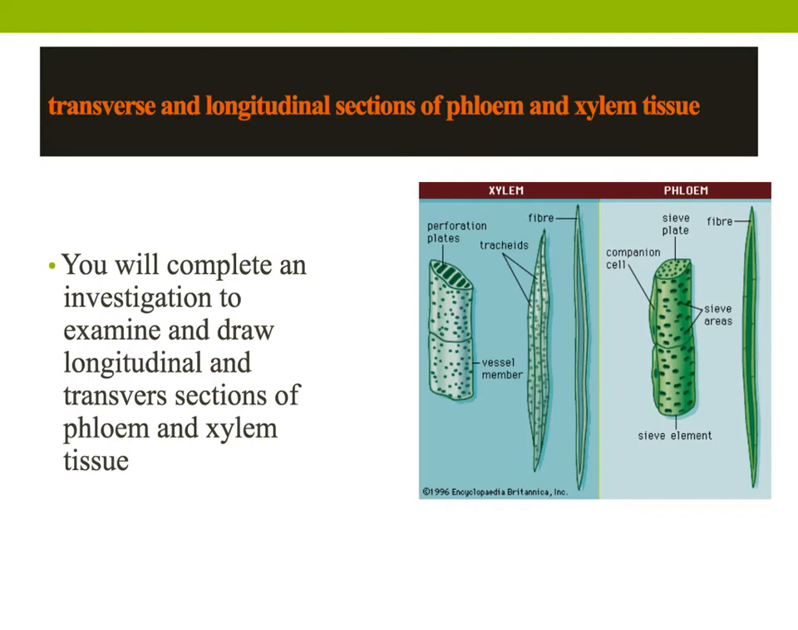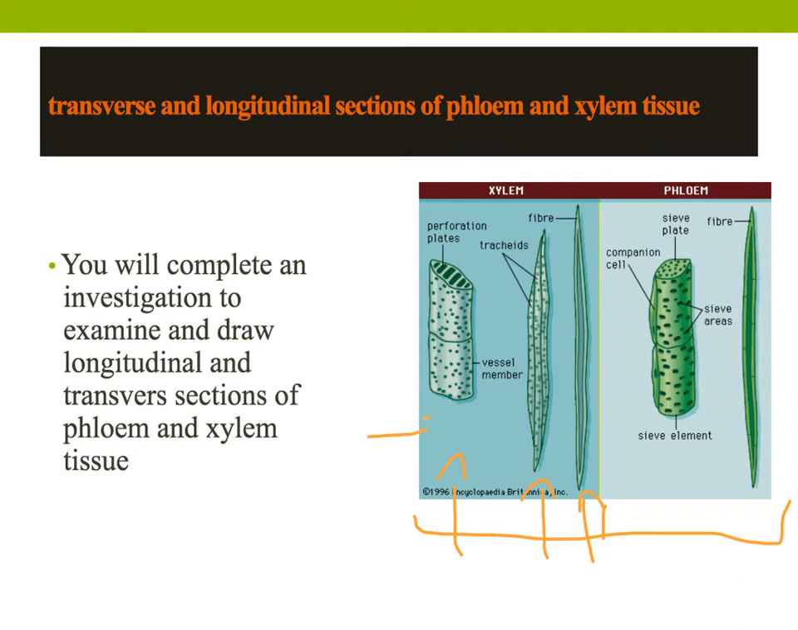So you need to complete an investigation where you examine and draw sections of phloem and xylem tissue. Before we go into that, we might have a look at the types of cells that you need to be able to draw. Xylem has 3 types of cells. We've got the vessel members, also called vessel elements, tracheids, and fibers. The fibers don't actually transport water, but the tracheids and the vessel elements do.